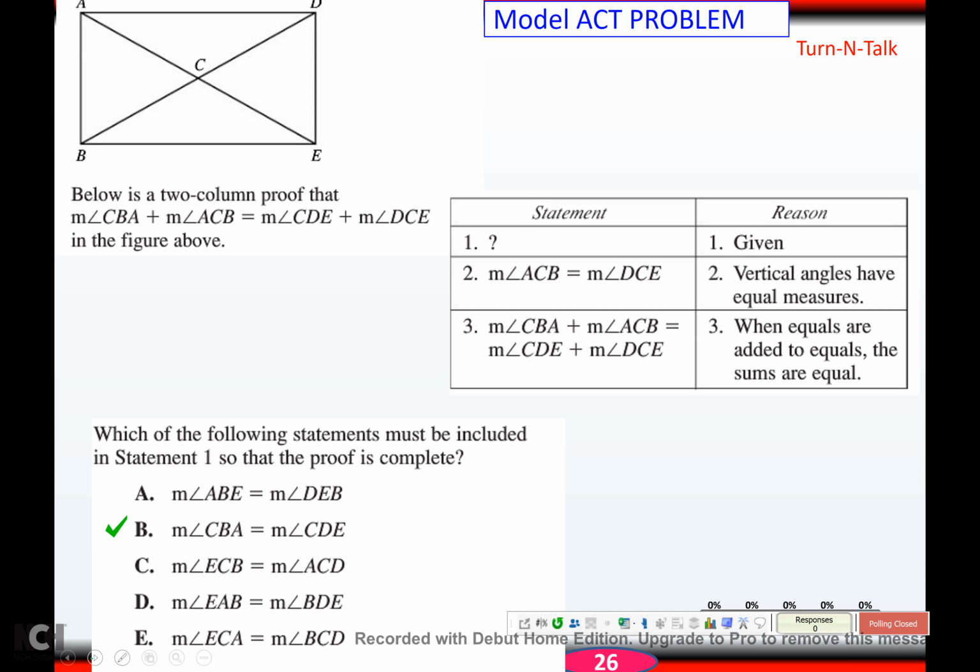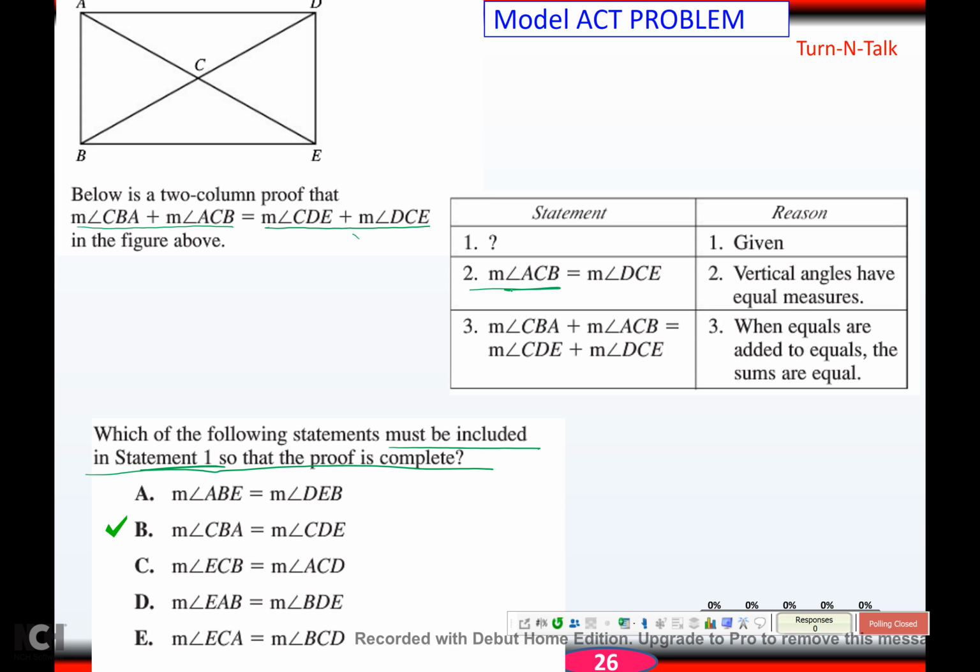Alright, and it says, below is a two-column proof that the measure of CBA plus the measure of ACB is equal to the measure of CDE plus the measure of DCE in the figure above. Okay, so we're trying to prove this. Alright, so I'm looking at what it says, which of the following statements must be included in statement 1 so that the proof is complete? Well, I have no idea. I got to try and figure out what they're trying to do.